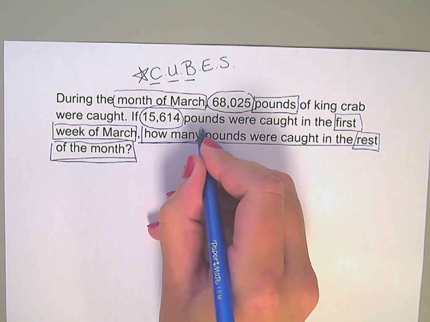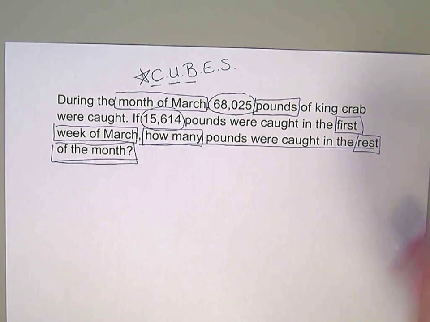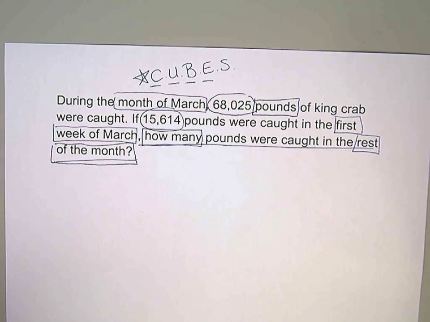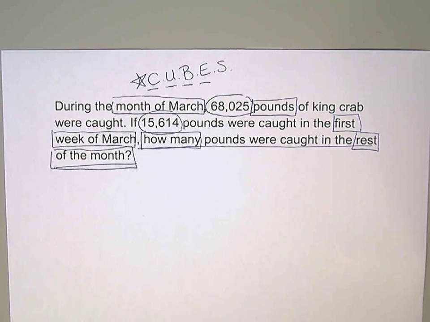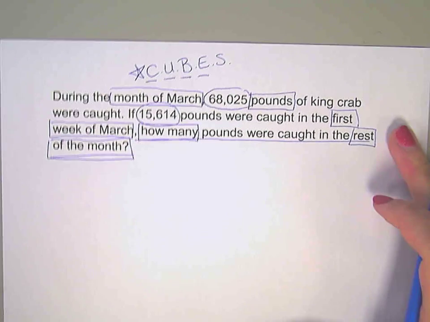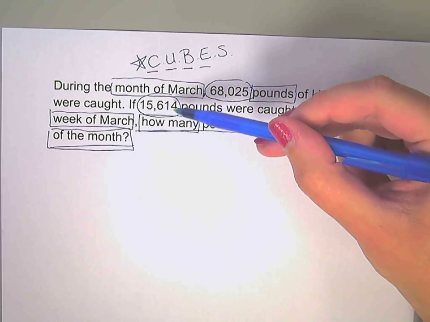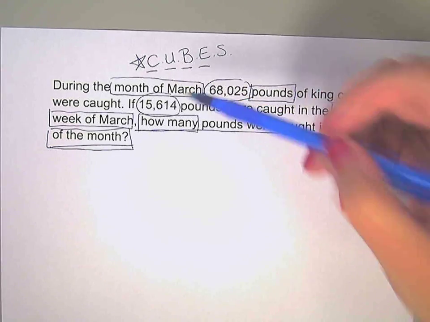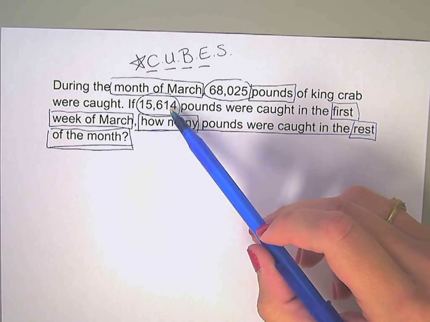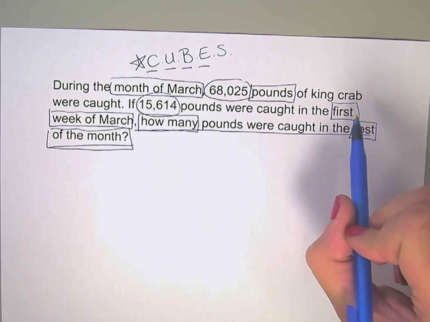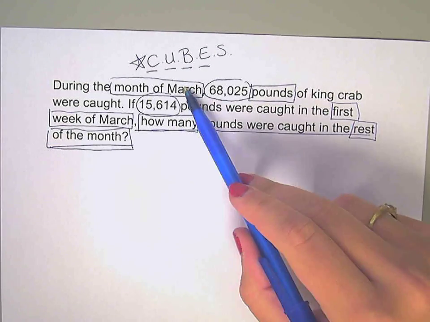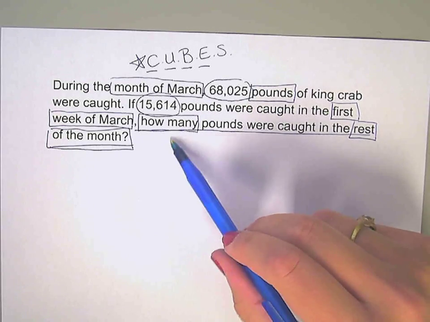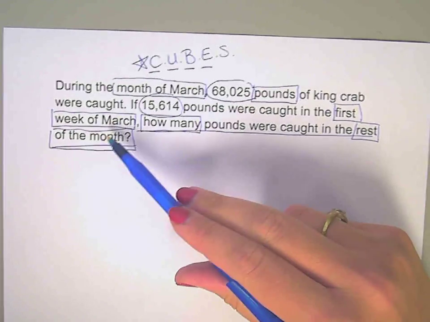How many? Okay? So now I need to determine how to draw my tape diagram, because this is going to help me solve and evaluate what steps to take next. So I'm going to look back at this and I'm going to see that when I see these numbers, I'm looking at during the month of March, so the whole month. And then I'm looking at 15,614 was caught in the first week of March. That means a part of March. Then it said how many pounds were caught in the rest of the month.